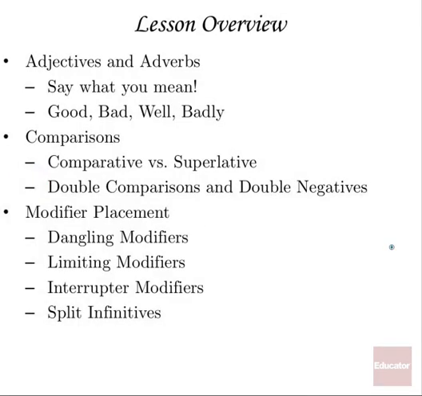Alright, there are several kinds of modifiers in the English language sentence. We're going to begin with adjectives and adverbs, what they are and what they do. We're going to look at how to say what you mean, make the correct choice between adverbs and adjectives, and how to tell the difference between good, bad, well, and badly, and how to use them correctly. We're going to look at comparisons, the comparative and superlative forms of adjectives, more and less, and we're going to look at double comparisons and the dreaded double negatives.